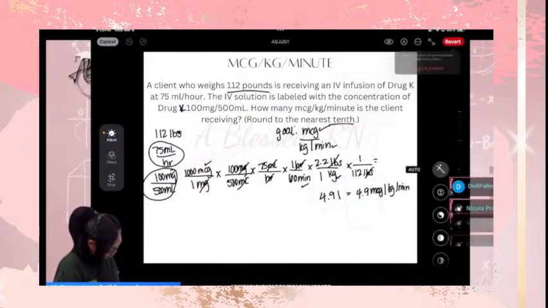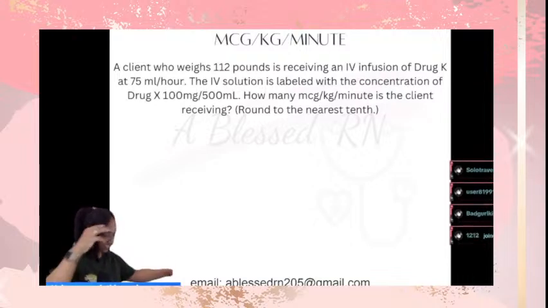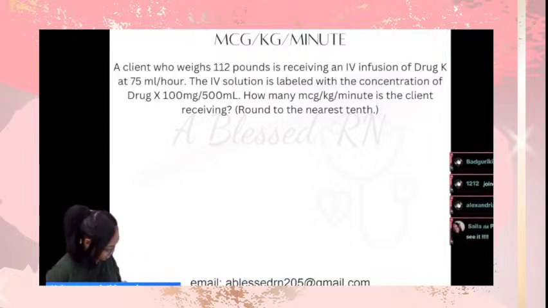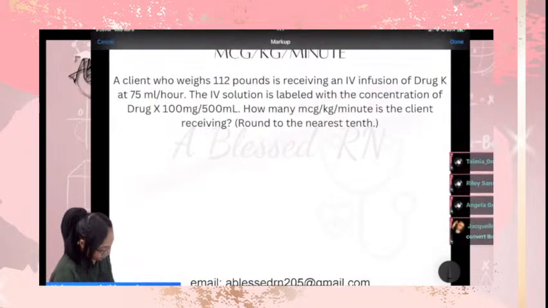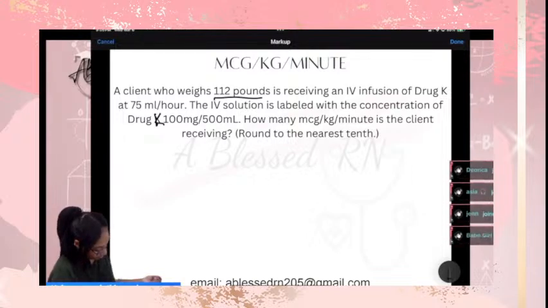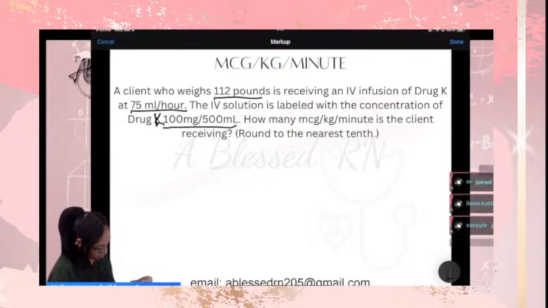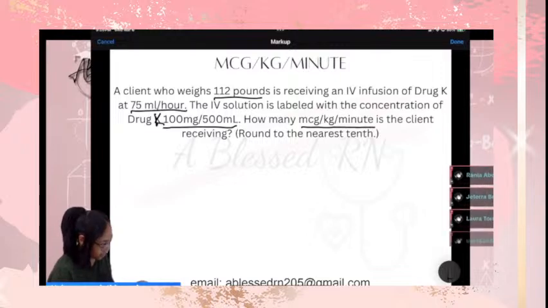Boom. Revert to the original. Okay. All right. Okie dokie. So here we go. A 112-pound patient is getting drug K at 75 mLs an hour, and the medicine is available in 100 milligrams per 500 mLs. We want to find how many micrograms per kilogram per minute the patient is receiving, okay?